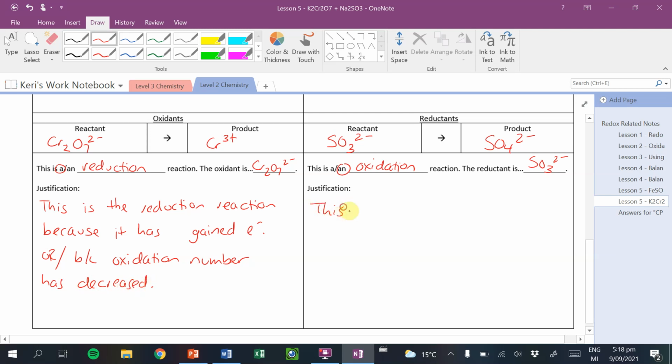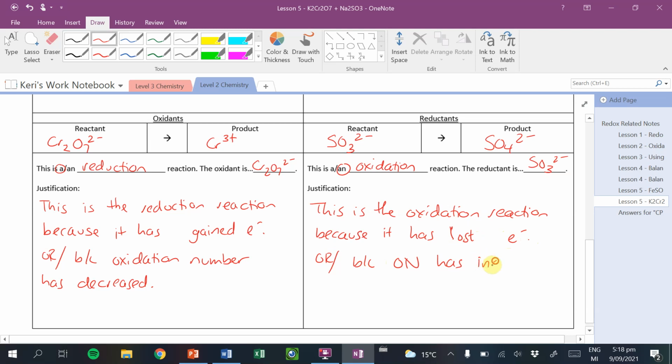In this case, this one's the oxidation because it has lost electrons, or you could justify it because your oxidation number has increased. Not fussed. All right, cool. And like I said, it's just an or option over here as well. You just basically need to give one definition.